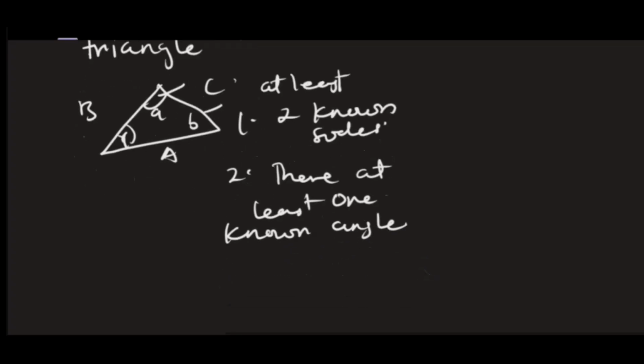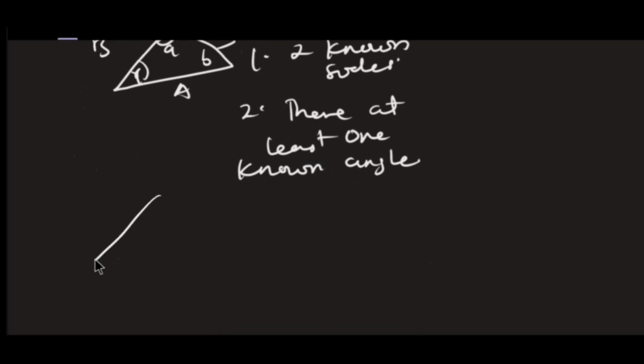So therefore, the condition can be summarized as this. You should know one side A and that side B. Then you should have one known angle. So let's say you know this angle alpha. For that reason, I can find this angle x, right? So that is what the sine rule is saying.